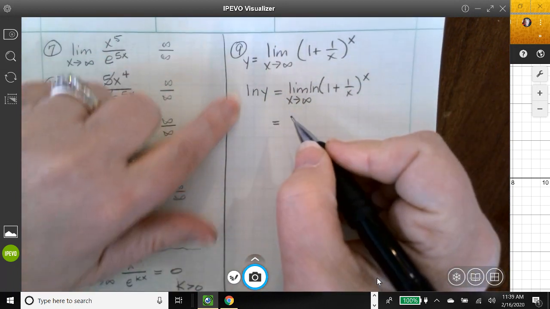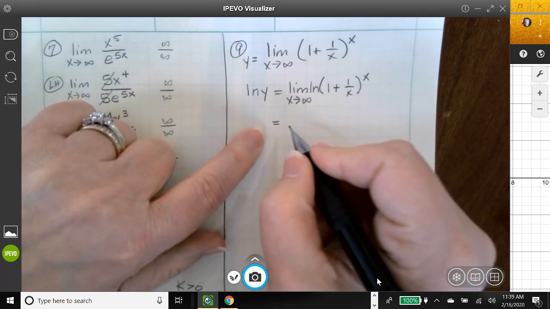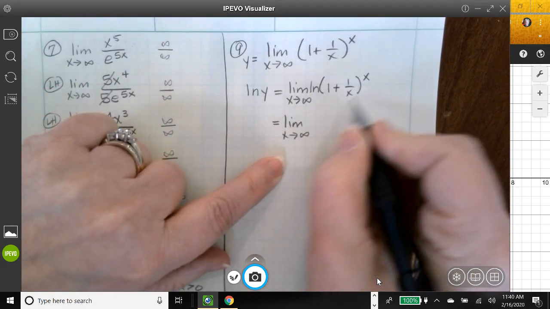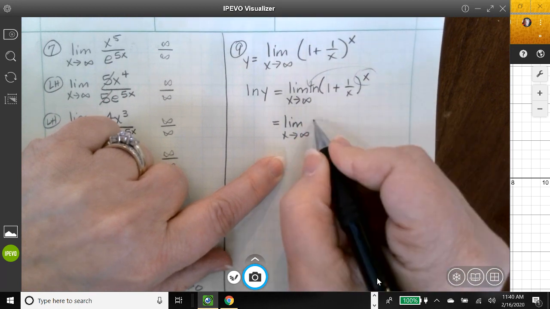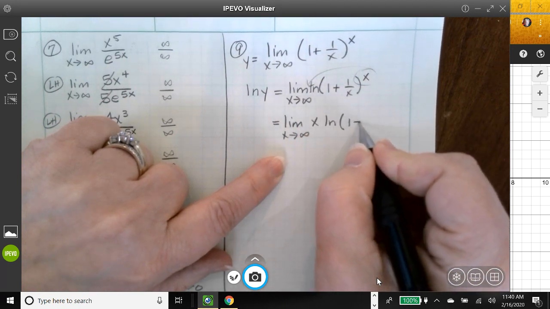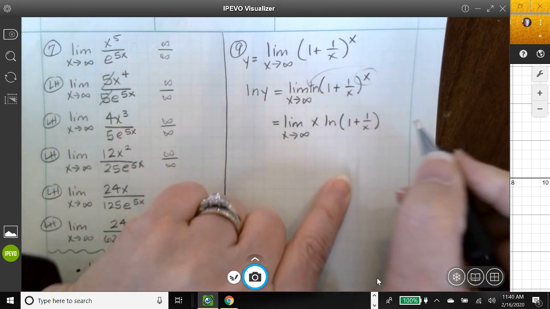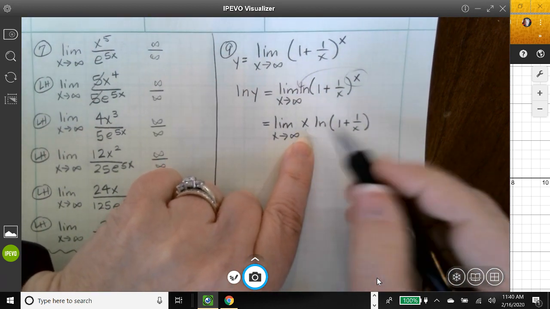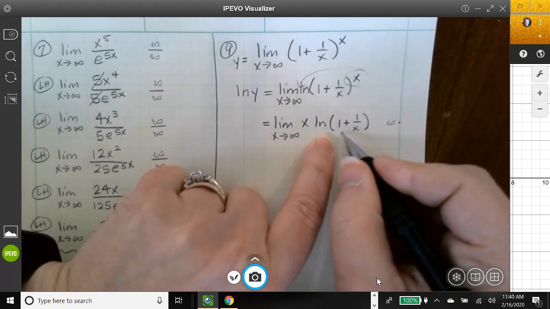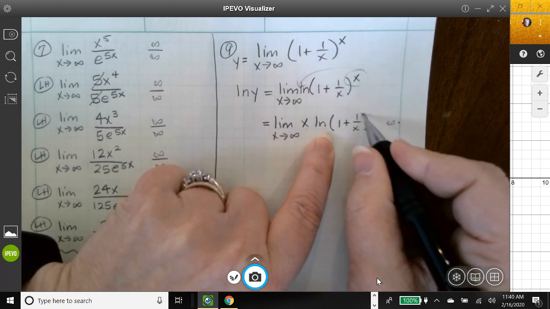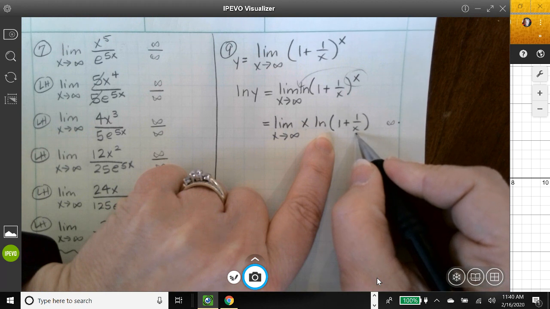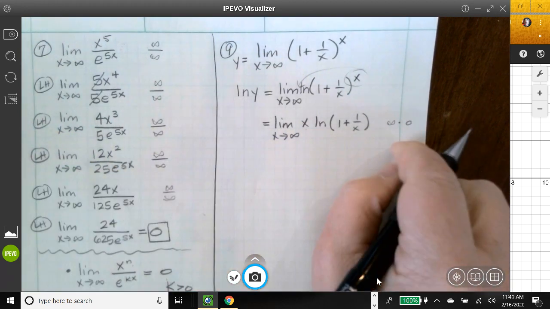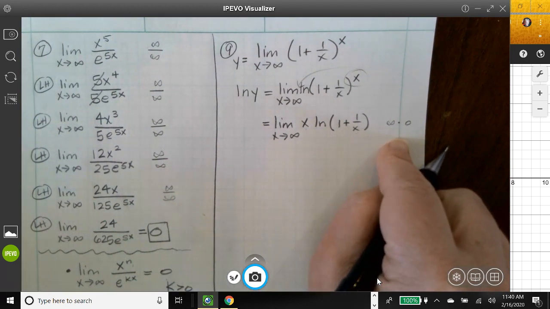All right, so I'm just going to forget about this side until the very end. I haven't forgotten about it, but we're going to use it at the end. So what can I do with this exponent? I can bring it down in front, so I get x natural log of 1 plus 1 over x. And what happens as x goes to infinity? Well, I get infinity times this term, which goes to 0. So this is the natural log of 1, which is 0, which is one of those indeterminate forms I spoke about in the beginning of the video.